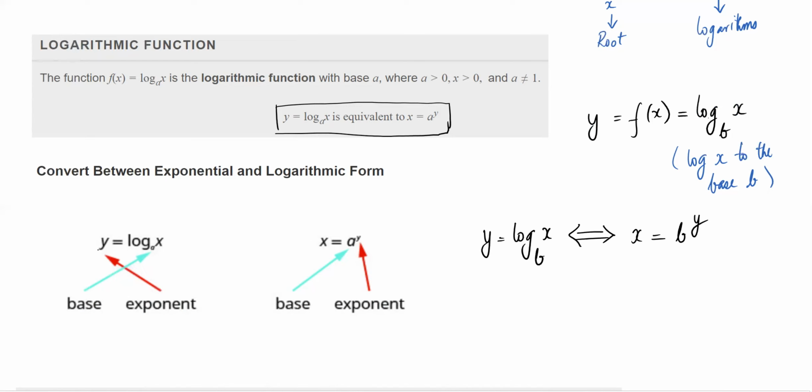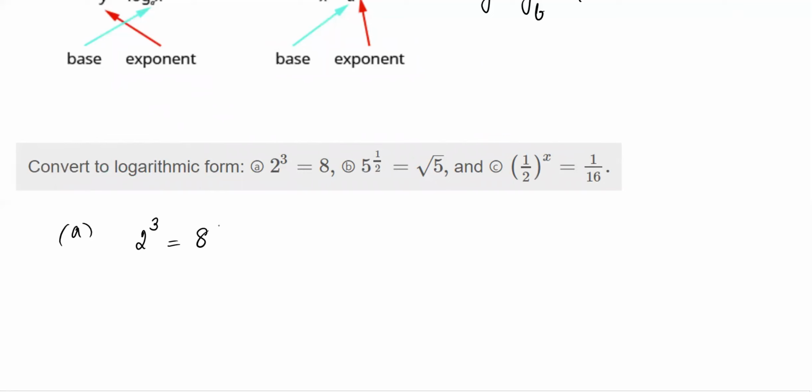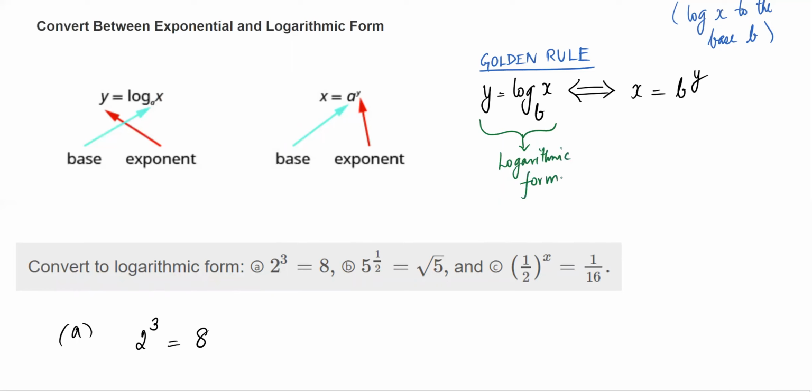2 power 3 equals 8. Is this in the logarithmic form or is this in the exponential form? To understand that, let's quickly look again at our conversion here. Let me call this the golden rule, because without this conversion rule, you really cannot go between the forms. Now on the left side of the rule, you see the word log, of course. That means this is the logarithmic form on the left. On the right-hand side, you see the power, the exponent. So that must be the exponential form.